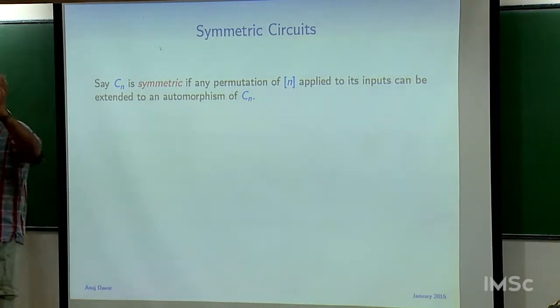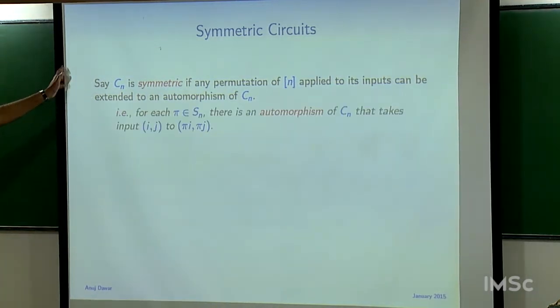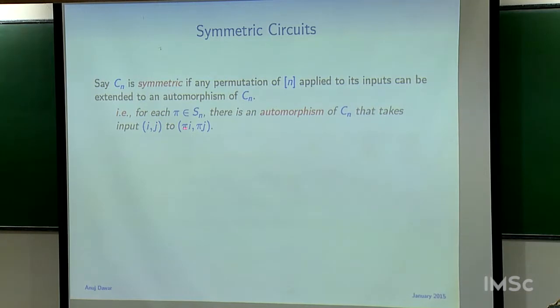This is an automorphism of thinking of the circuit as a directed acyclic graph. And it's a permutation of the gates, which preserves the connectivity, preserves the labeling of the gates, and all of that. So that's what I'll call a symmetric circuit. So here it is. For every permutation of Sn, there's an automorphism of C, and in particular it takes the input ij to pi i pi j, okay, and extends to the whole circuit.